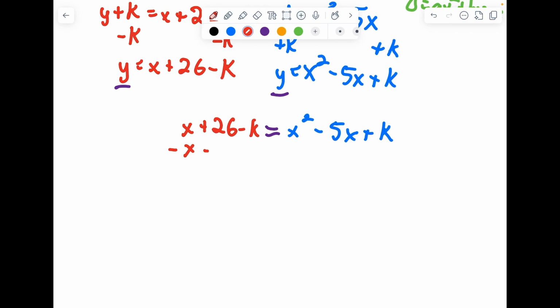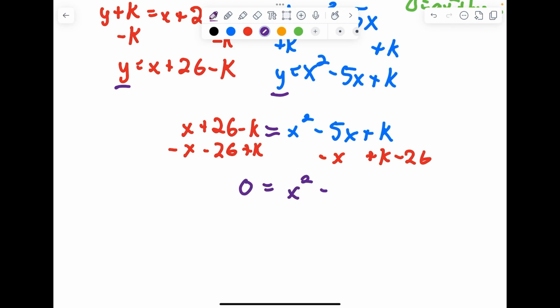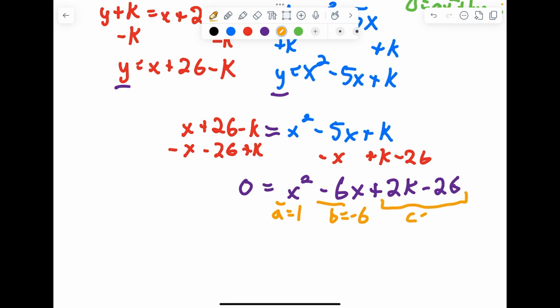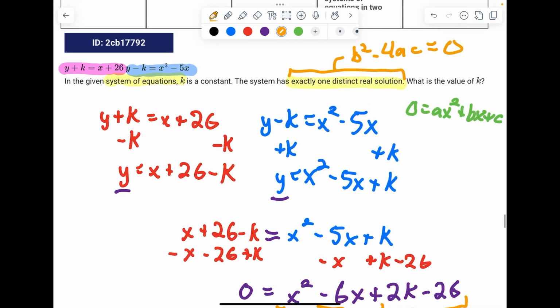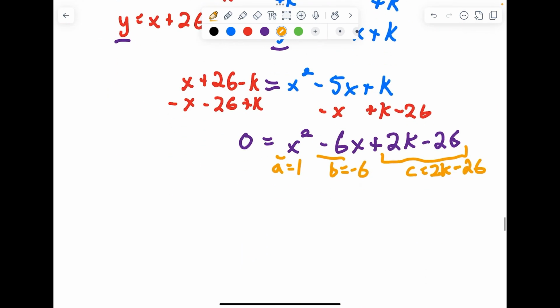So to get 0 on this side, I'm going to subtract x, subtract 26, and add k to both sides. And I'm going to get 0 equals x squared minus 6x plus 2k minus 26. As I mentioned, I'm going to plug this in where my a term is 1, my b term equals negative 6, and my c term equals 2k minus 26, because k is constant. So k is supposed to be a number.